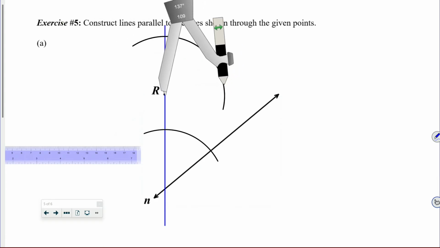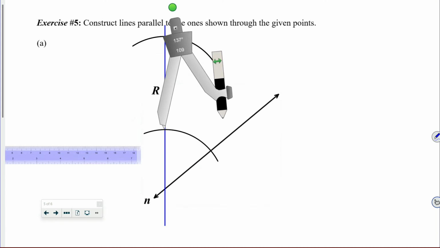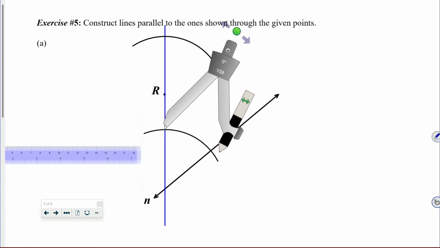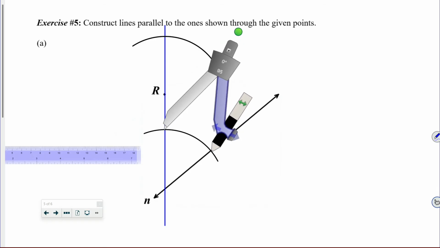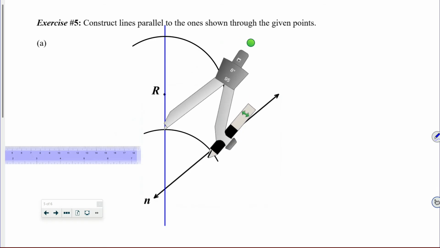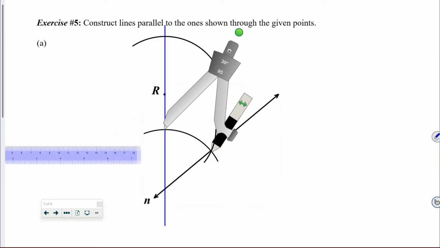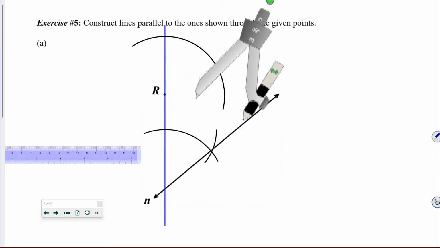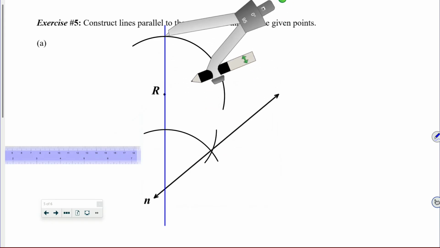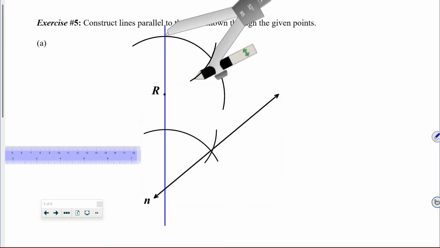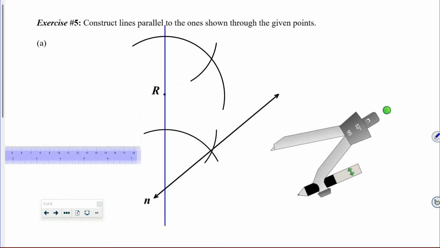All right, I'm now going to bring my compass down and measure the distance between the two intersection points of the arc and the rays of that angle that I want to copy. Okay, I measure that distance. I bring that up. Kind of have enough room here. I bring that up so that the pointy end is on that intersection point. Draw the same arc. And now, as always, X marks the spot.